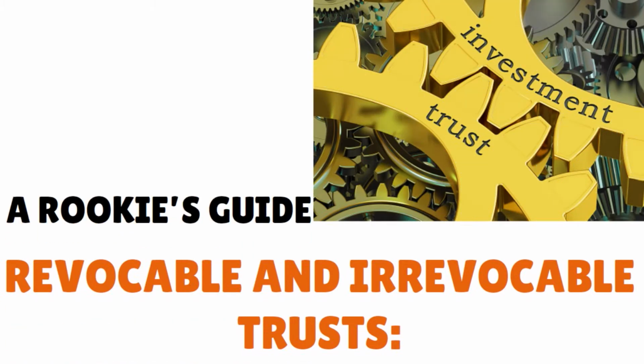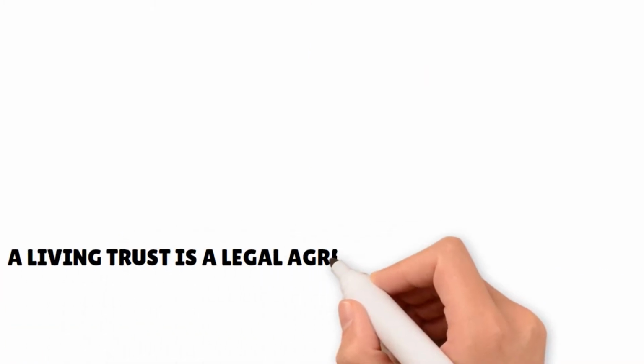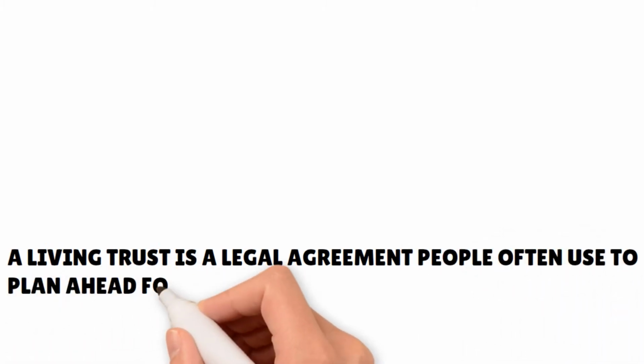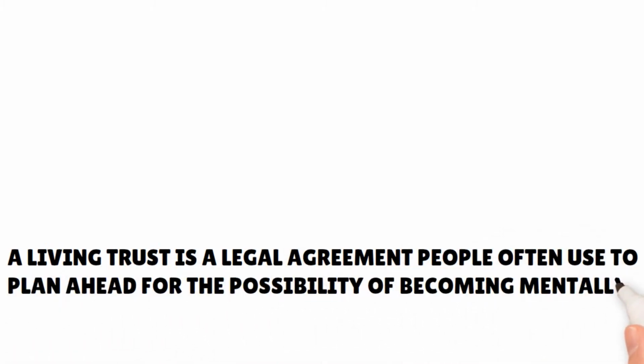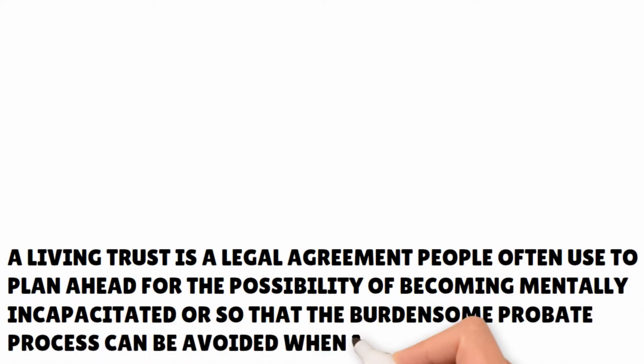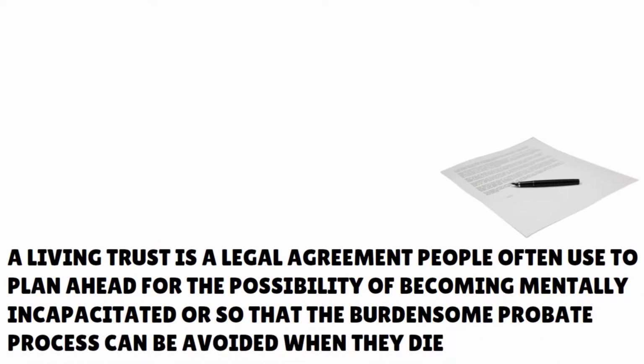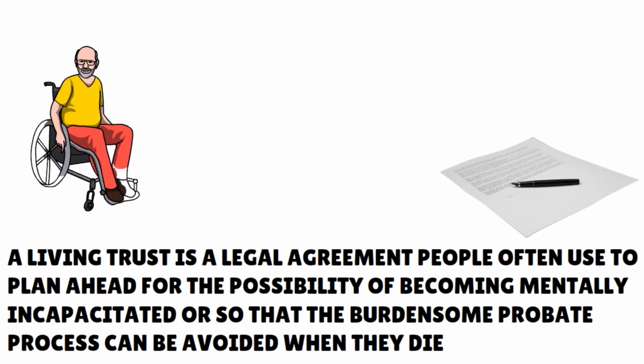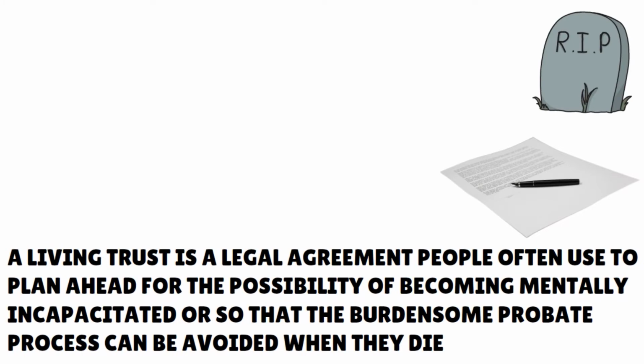Now, quick heads up. A living trust is a legal agreement people often use to plan ahead for the possibility of becoming mentally incapacitated or physically disabled so that the burdensome probate process can be avoided when they die. So when you die, a living trust can act like a will, even replacing the need for one. One type of living trust can shelter assets from taxes, creditors, or legal problems.